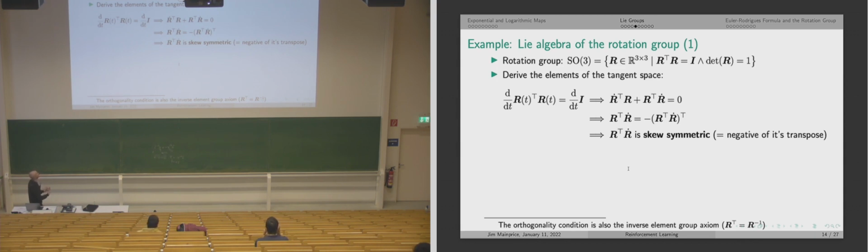And these are all skew-symmetric matrices. What does it mean? Skew-symmetric simply means that the matrix itself is equal to the negative of its transpose. And that's what this expresses here. If we transpose that, we get this, and then we take the negative, and it's this, and we say that this is equal to the negative of its transpose. And the only matrices that are equal to the negative of their transpose are the skew-symmetric matrices.